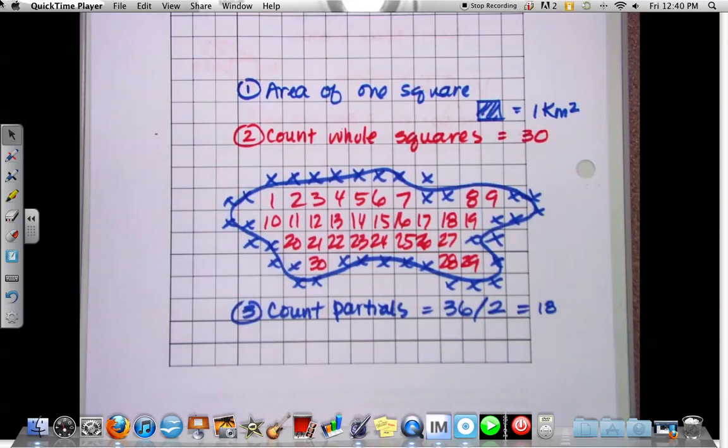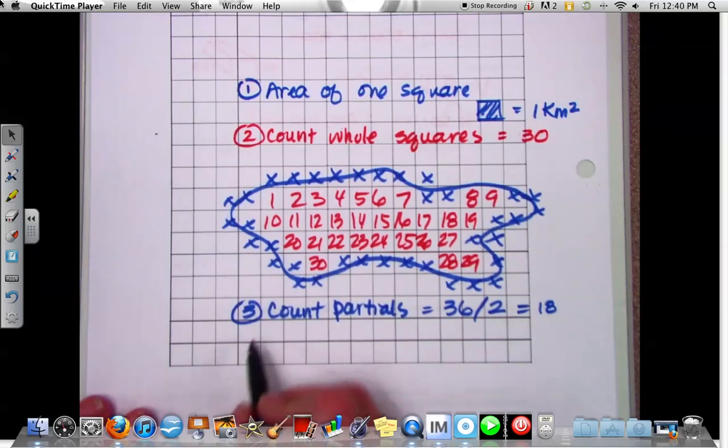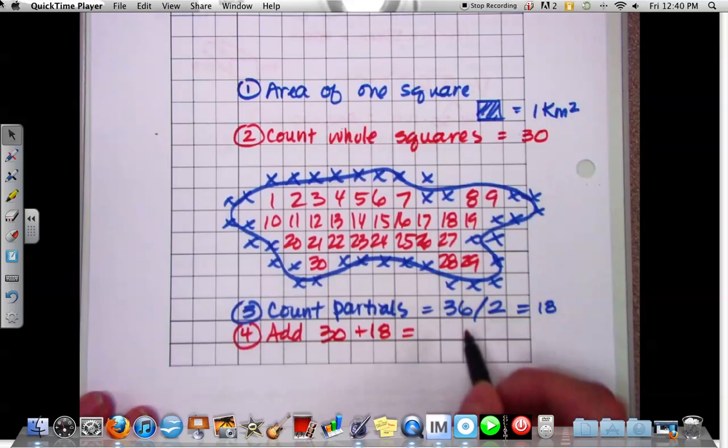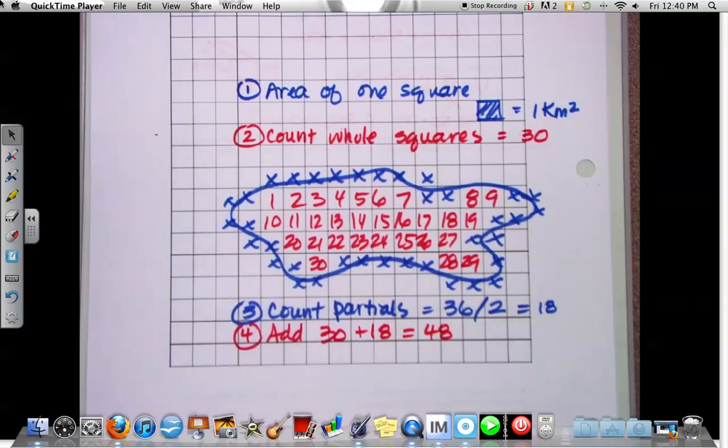I got 28. I got 36. Well, I mean for your halves. Oh, yeah. All right. I got 28. So once we have partials and the wholes, what do we do? Add. So take your whole squares, add them to the partials divided by 2. So I have 48. You are probably like 45 to 52-ish.